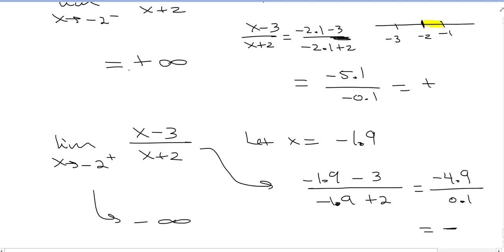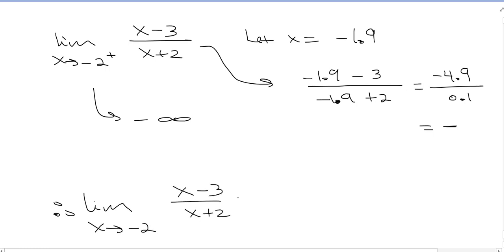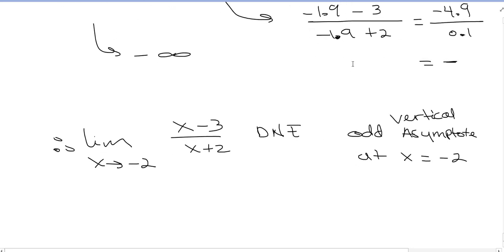So it's an odd asymptote. They go to different infinities. So we will say the limit as x goes to -2 of x minus 3 over x plus 2 does not exist. We have a vertical asymptote there, an odd asymptote, at x equals -2. Odd asymptote just means they go to different infinities. Even asymptotes, they go to the same infinity. All right, email me if you have any questions.